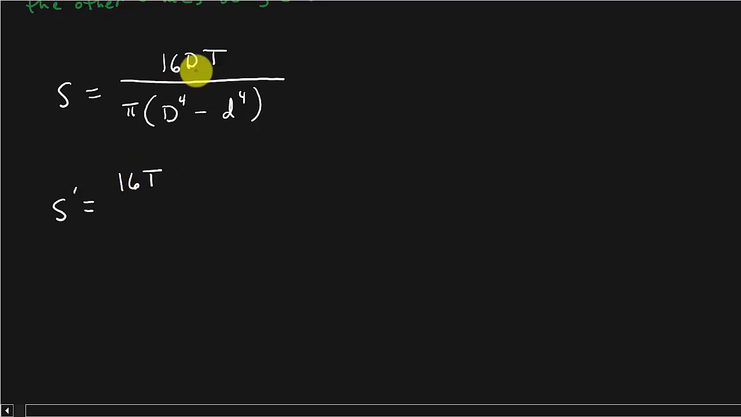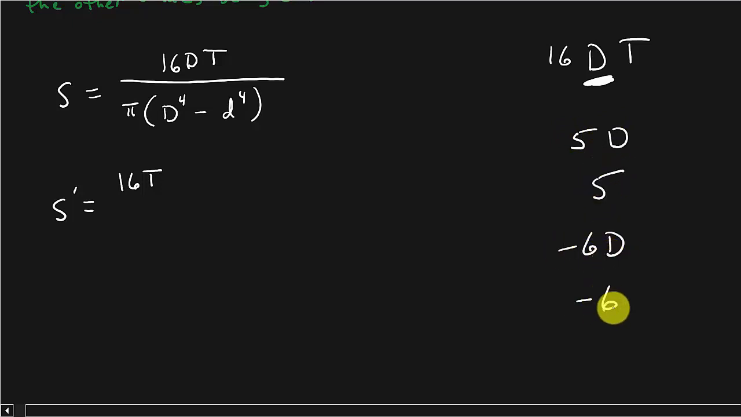Remember, d is your variable. Let me just write it over here. This is your variable, so the 16 and the t are like numbers. What if we had 5d? Well, what's the derivative of that? 5. What if we had negative 6d? What's the derivative of that? Negative 6.